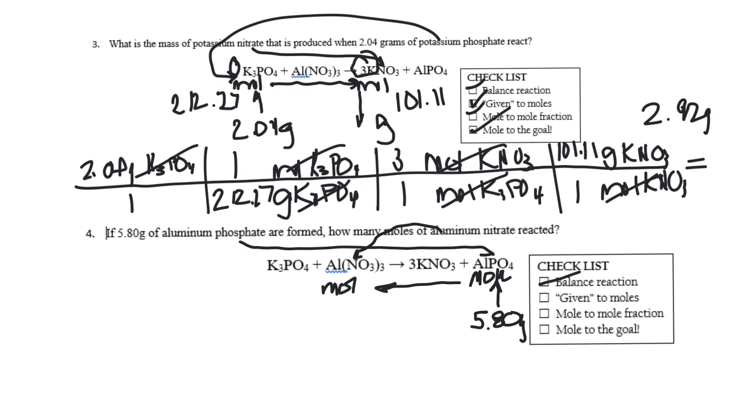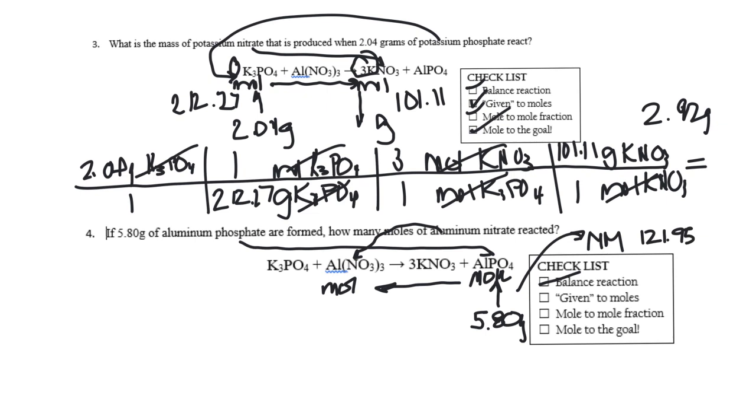So I have my game plan. First thing I'm going to do is go grams to moles for aluminum phosphate, and I'm going to use molar mass to do that because it's a gram-mole conversion. And the molar mass of aluminum phosphate is 121.95.